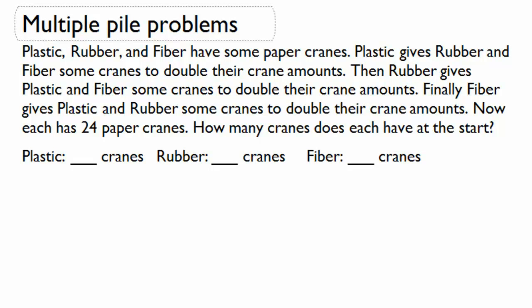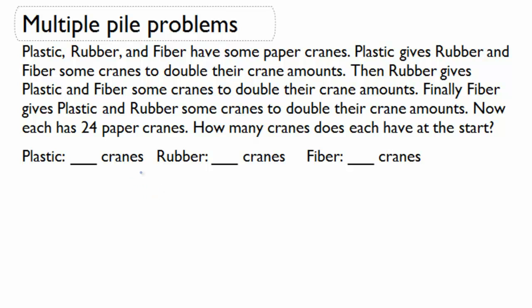Now let's look at how to deal with problems that deal with multiple piles. Plastic, rubber, and fiber have some paper cranes. Plastic gives rubber and fiber some cranes to double their crane amounts. Then, rubber gives plastic and fiber some cranes to double their crane amounts. Finally, fiber gives plastic and rubber some cranes to double their crane amounts. Now, each has 24 paper cranes. How many cranes does each have at the start?